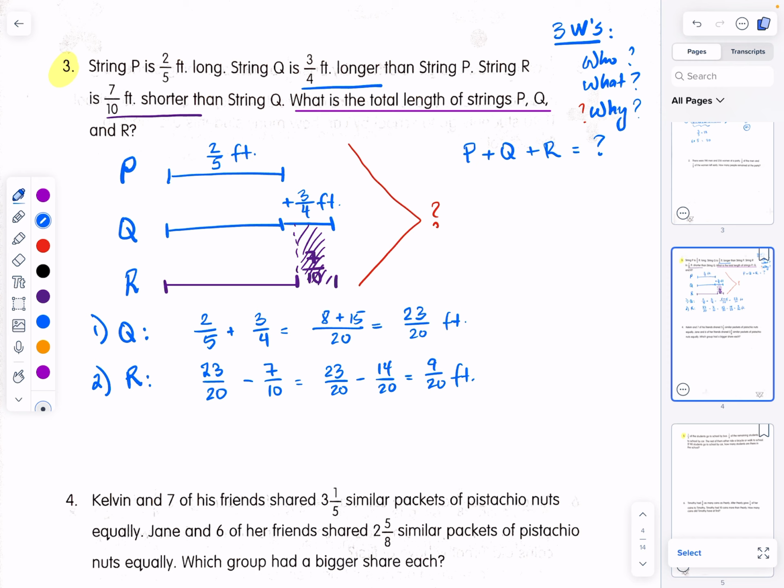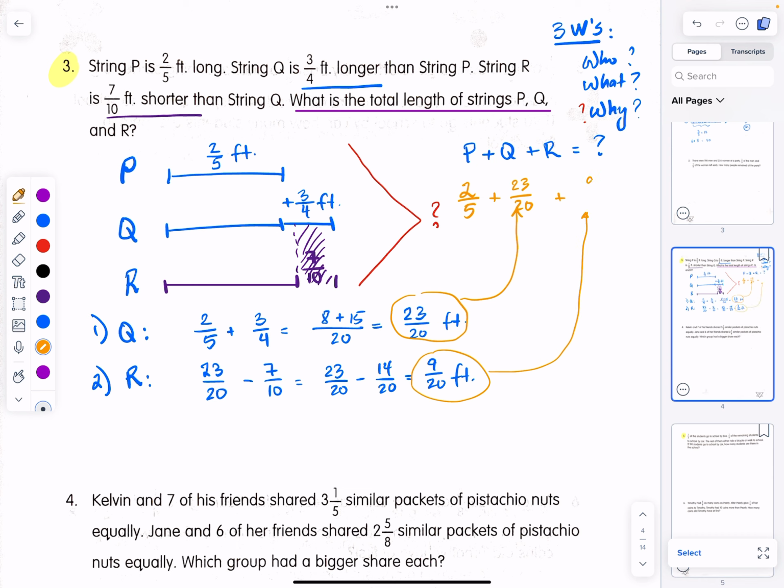Finally, what we need to do is we need to substitute. We have string P is 2/5 of a foot plus string Q is 23/20 of a foot plus string R is, let's substitute right here, 9/20 of a foot. Of course, this is our step 3, right? The final step. And I hope you can multiply and find the common denominator and know that the length of all 3 strings is 2 feet long. You may pause the video and find your own answer.